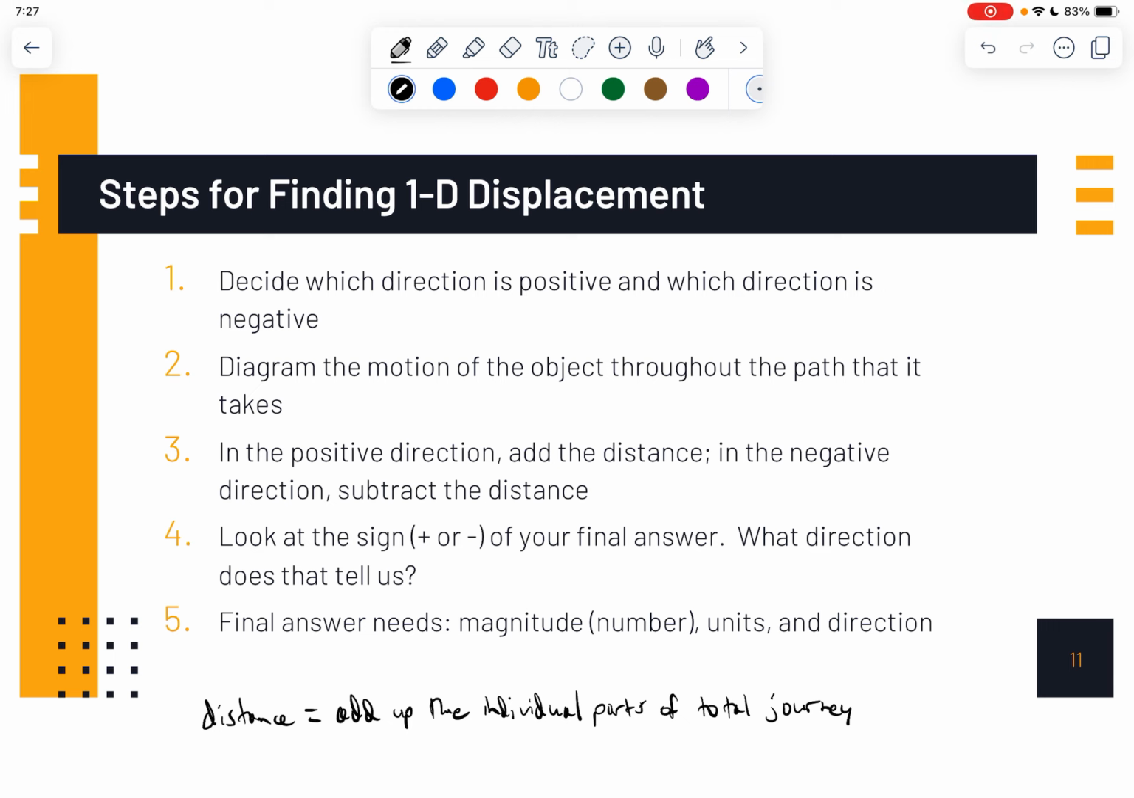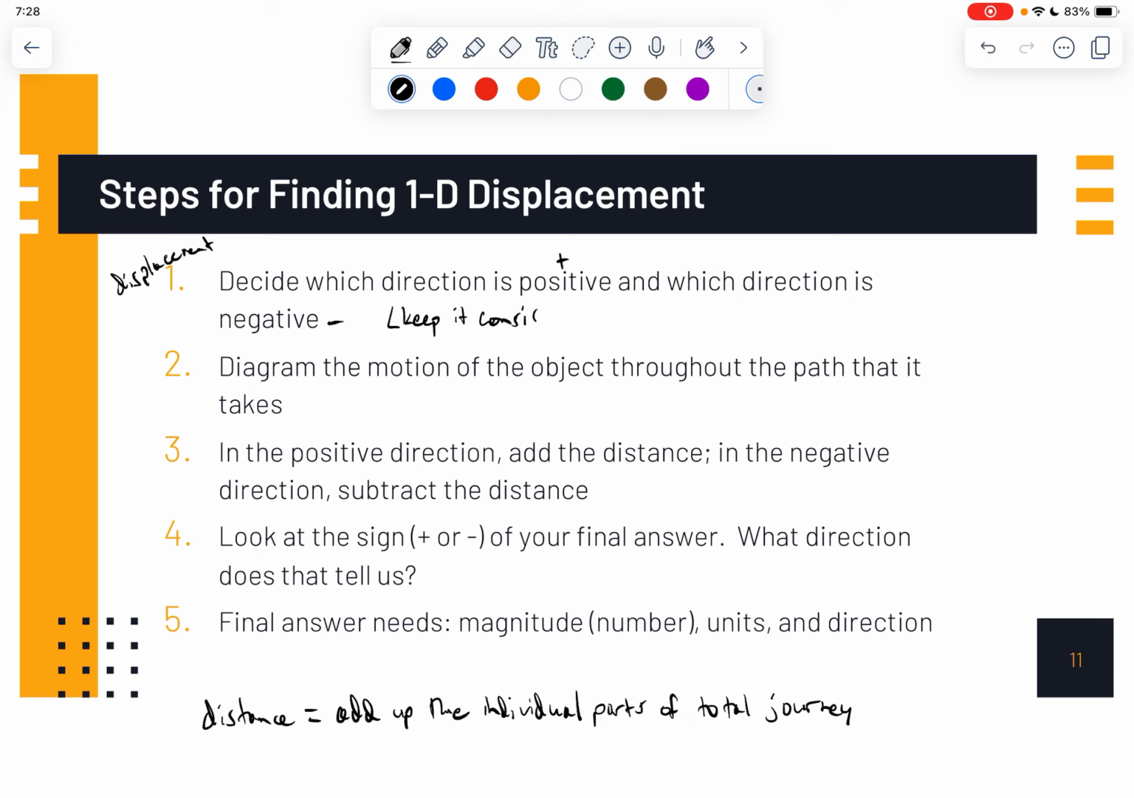For displacement, though, the process is a little bit more difficult because the direction is important to us. So the very first thing we have to do is decide which direction we want to call positive and which direction we call negative. Again, it's really up to us to make the decision. As long as you keep it consistent, then you're all set.